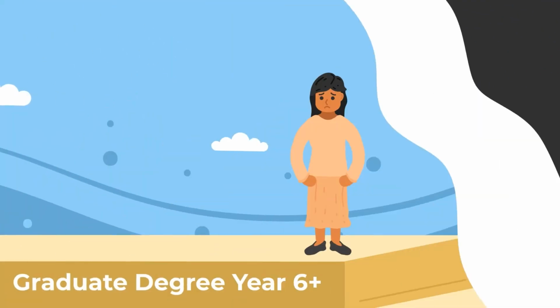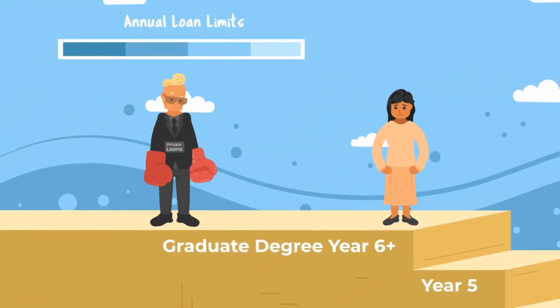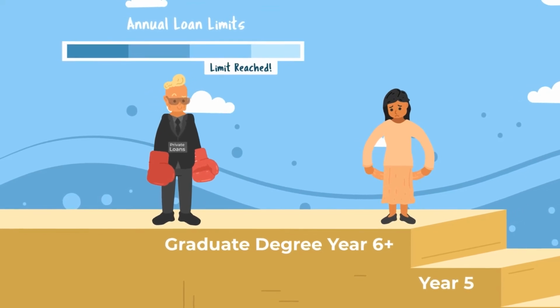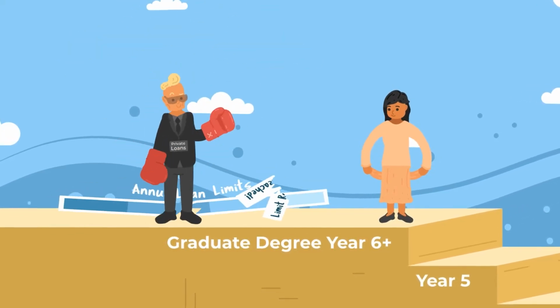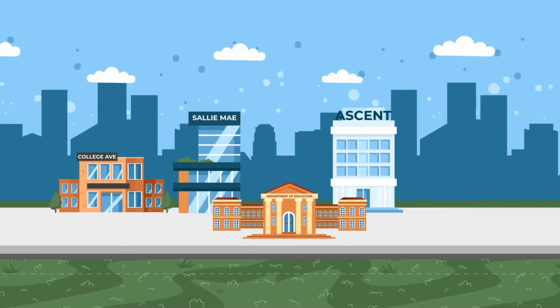If you've reached the annual or aggregate limits of the federal student loans you can qualify for and need more financial assistance, then you'll need to consider private loans. Private loans are any student loan that's offered by an institution other than the federal government.